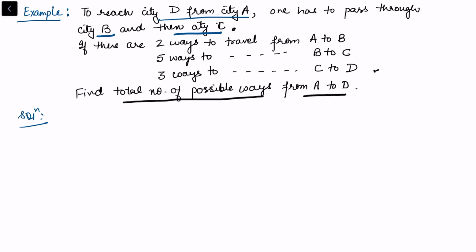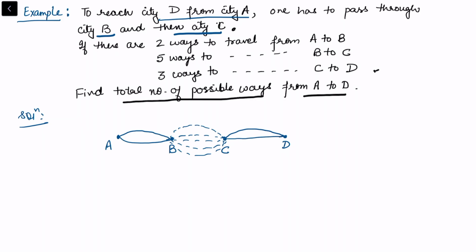So in this case, let's look at the diagram. We are at A and we want to reach city D, and in between there are 2 cities, B and C. The question says there are 2 ways to travel from A to B, so let me show you the 2 ways. Then there are 5 ways from B to C, so here we have to draw the 5 ways. These are the 5 ways, and then there are 3 ways from C to D, so we will again have 3 ways from C to D. And now I want to count the total number of possible ways.